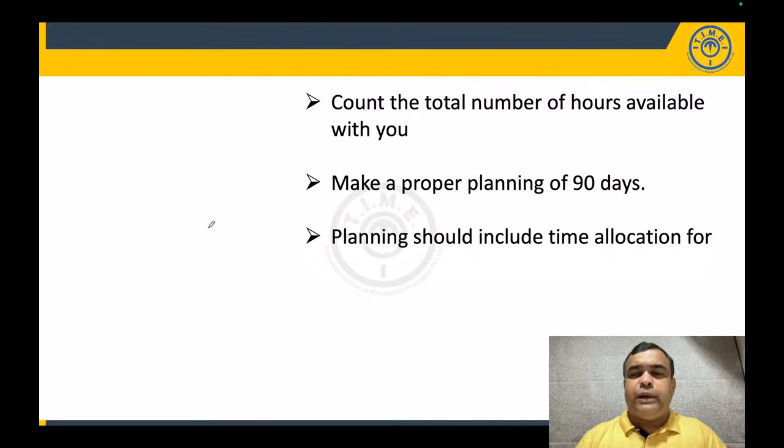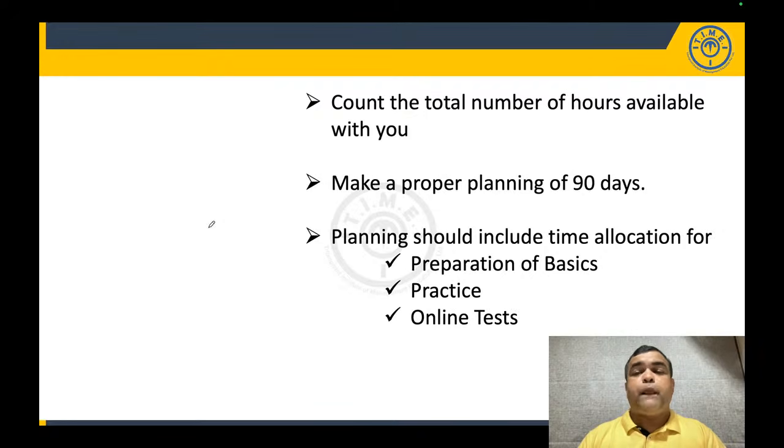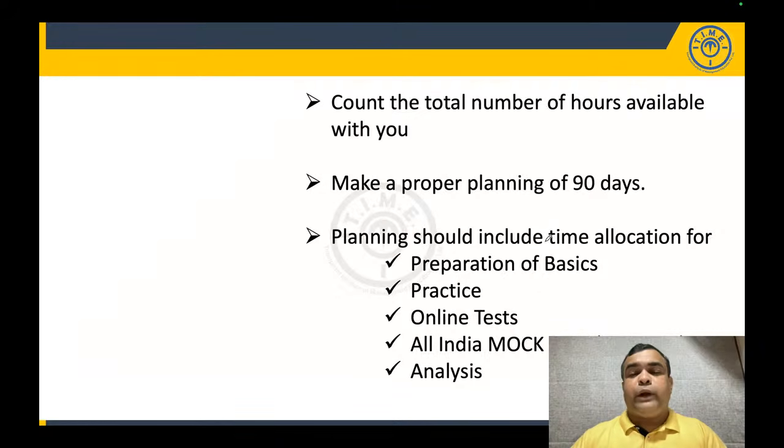Planning should include a time allocation for preparation of basics, practice, online test, all India mock CATs, and analysis. Now, I don't know at what stage you are. Some of you might have finished these two stages, and these three stages are remaining.